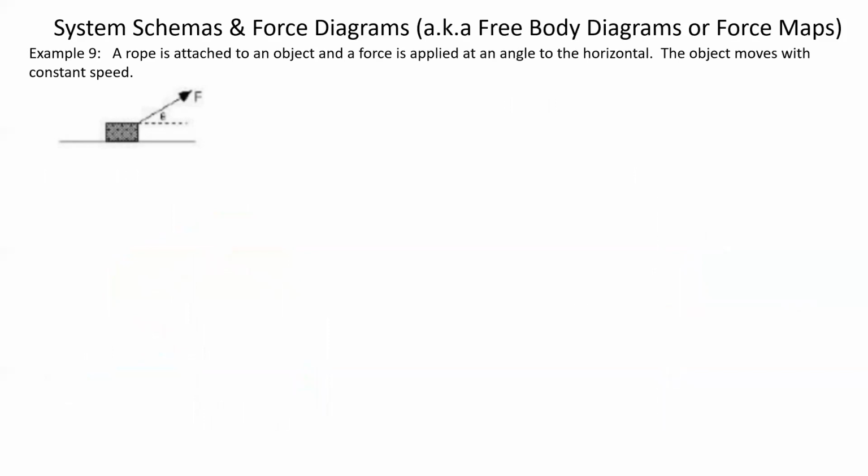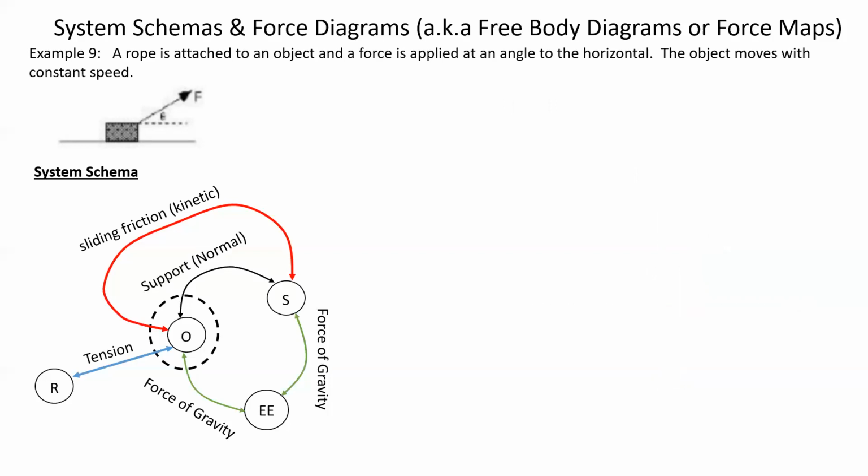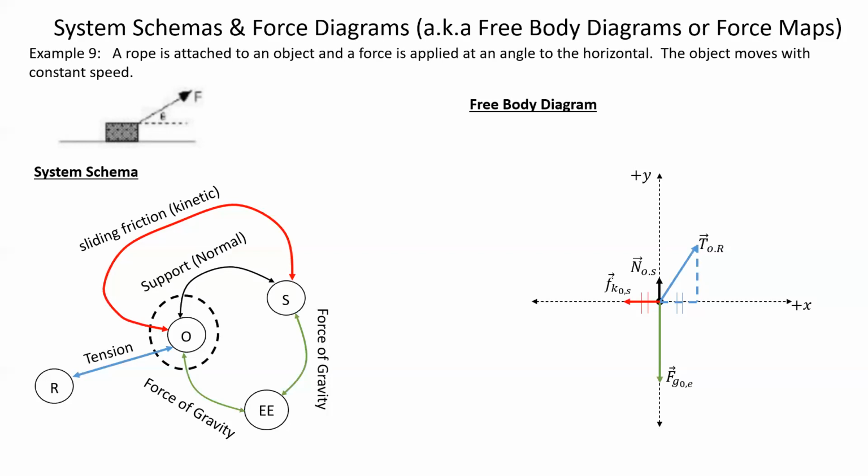A rope is attached to an object and a force is applied at an angle to the horizontal. The object moves with a constant speed. In this situation, it's similar to the last one, except now it's moving. So therefore, we'll have sliding friction, kinetic friction, instead of static friction. Our force diagram looks very similar to the last time, but instead of being static friction, it will be kinetic friction. Since it's moving in a straight line at a constant speed, it is balanced once again. We say that the net force is 0 in this situation because all the forces cancel one another, and we say it's in equilibrium.